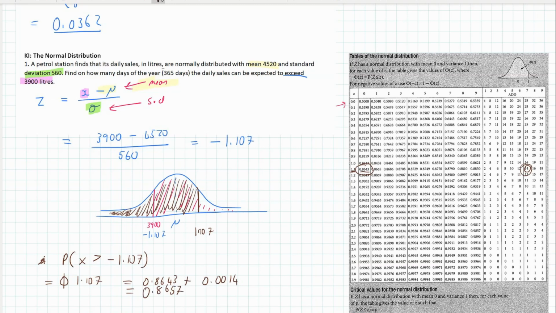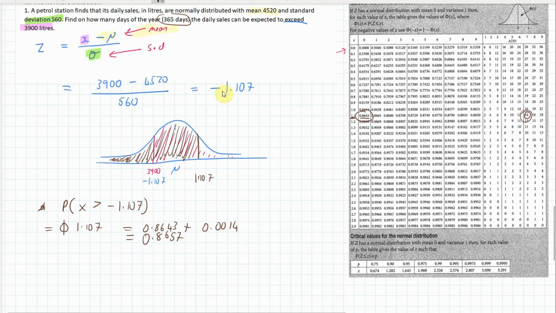Now we're just about there. We want to know on how many days of the year can daily sales be expected to exceed that many litres. So last step in the problem is 0.8657 multiplied by 365. And that will tell you approximately how many days. Now when I do this, I'm getting 316 days is my end result. And that's the correct answer.